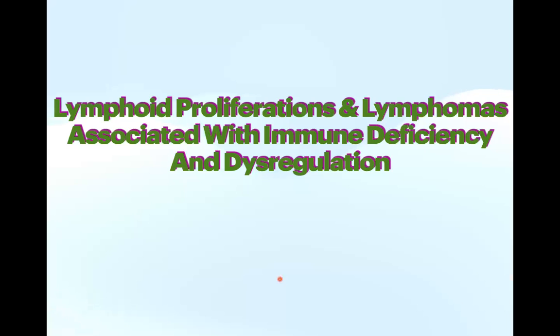So coming to the next entity, that is lymphoid proliferations and lymphomas associated with immune deficiency and dysregulation. So these are old diseases which have previously been described in the previous classification, but now they are put under this one common umbrella, and how we approach them, how we define them, and how we classify and name them has been properly described.